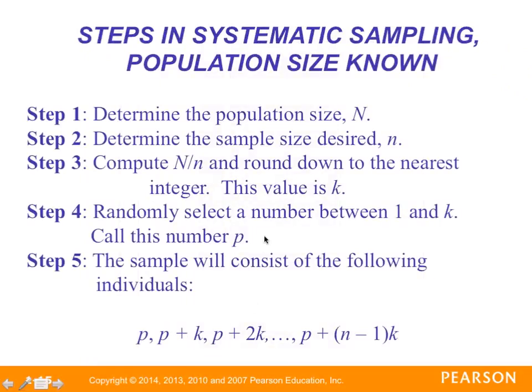And that value is going to give you k. And then what you do is you randomly select a number between 1 and k. You call that number p, that's where you start. And then the sample is going to consist of the pth observation, so the very first one. And then to find your second observation, you take p plus k. And then to find your third observation, you do p plus 2k. So each time you're just adding k, and that gives you the next person that should be sampled.